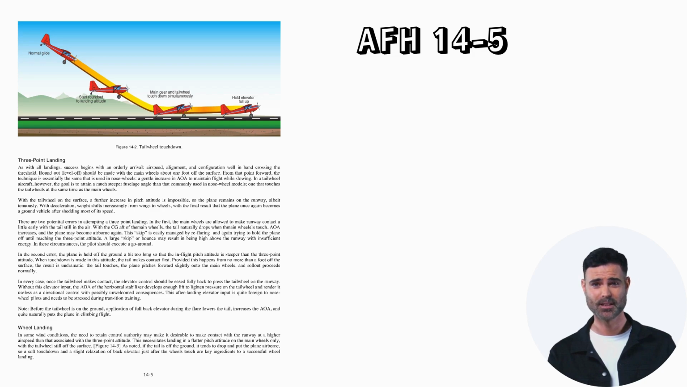In every case, once the tailwheel makes contact, the elevator control should be eased fully back to press the tailwheel on the runway. Without this elevator input, the AOA of the horizontal stabilizer develops enough lift to lighten pressure on the tailwheel and render it useless as a directional control with possibly unwelcomed consequences. This after-landing elevator input is quite foreign to nose wheel pilots and needs to be stressed during transition training.